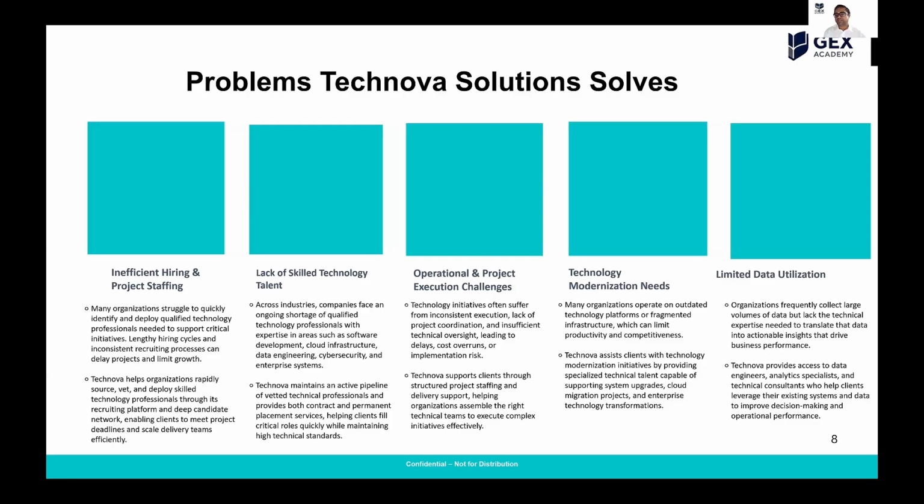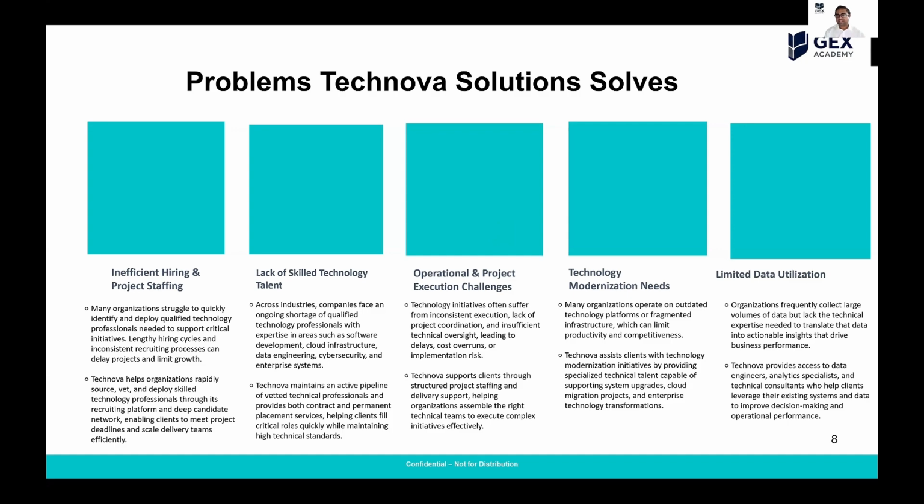So TechNova helps clients assemble and manage the technical resources needed to improve execution outcomes, which is very insightful. The fourth challenge here is, of course, technology modernization. So many organizations continue to operate on legacy systems and fragmented technology environments, right, which limit scalability, productivity, and competitiveness. So as companies invest in cloud migration, systems integration, application modernization, and broader digital transformation initiatives, the demand for specialized technical expertise continues to grow.